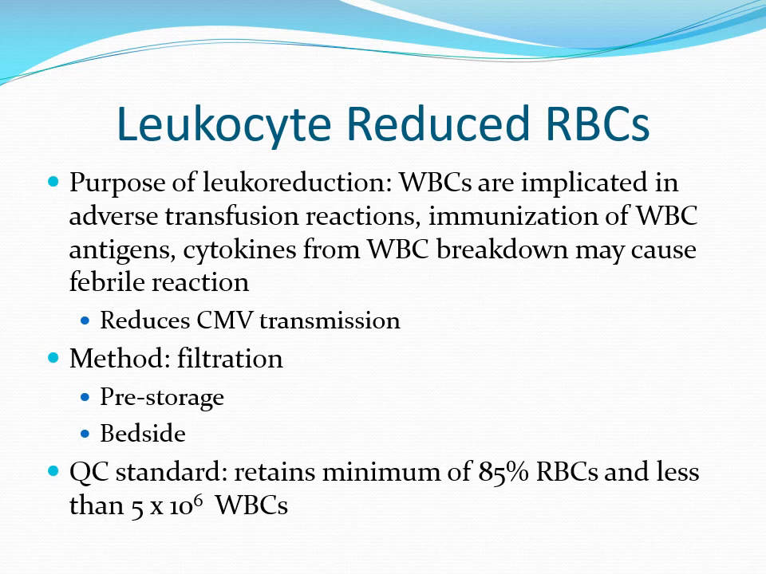The QC standard for leukocyte reduced products is we're going to need to maintain a minimum of 85% of those red blood cells, and we want less than 5 times 10 to the 6 white blood cells. We do QC on these, picking some random units, a certain number based on how many we've collected for the month, and make sure that these pass these requirements.